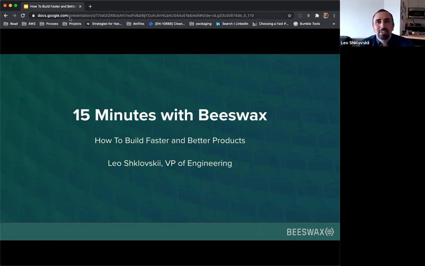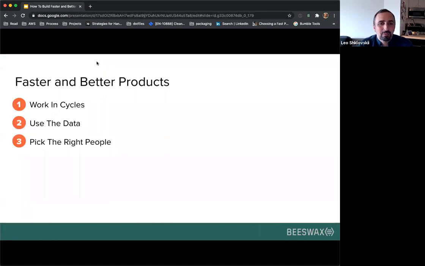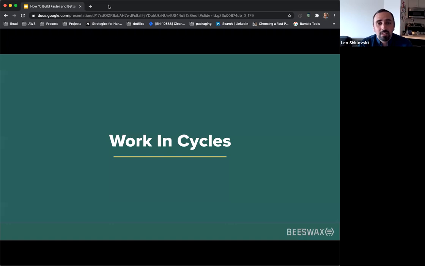I'm VP Engineering here. And we're going to take a quick tour through history to figure out how to build better products and how to do it quickly. To do this, we need to be able to do three things. One is we need to work in cycles, we need to use the data, and we need to pick the right people. We'll talk through all of these fairly quickly in these 15 minutes. If you have questions, I'd love to hear them at the end, and we'll answer any of them as I can.